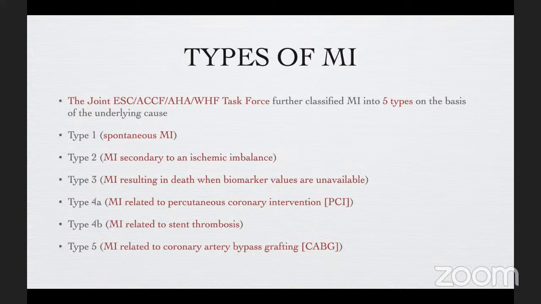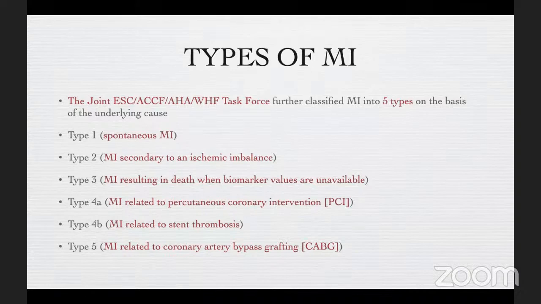Type 4A, MI related to PCI, which is elevation of biomarkers, cardiac troponin, to more than 5 times the 99th percentile of upper reference limit in patients with normal baseline values, or a rise of values of over 20% if baseline values are elevated but stable or falling. In addition, symptoms suggestive of myocardial ischemia, new ischemic ECG changes or new bundle branch block, angiographic loss of patency of a major coronary artery or a side branch or persistent slow flow or no flow or embolization, or demonstration of new loss of viable myocardium or new regional wall motion abnormality by cardiac imaging.